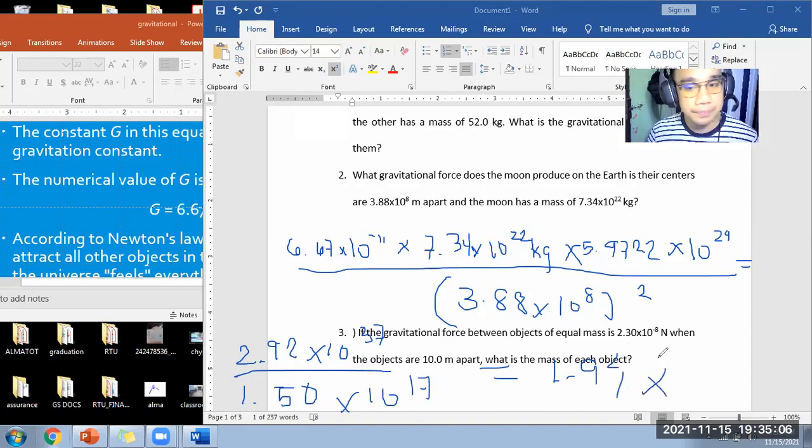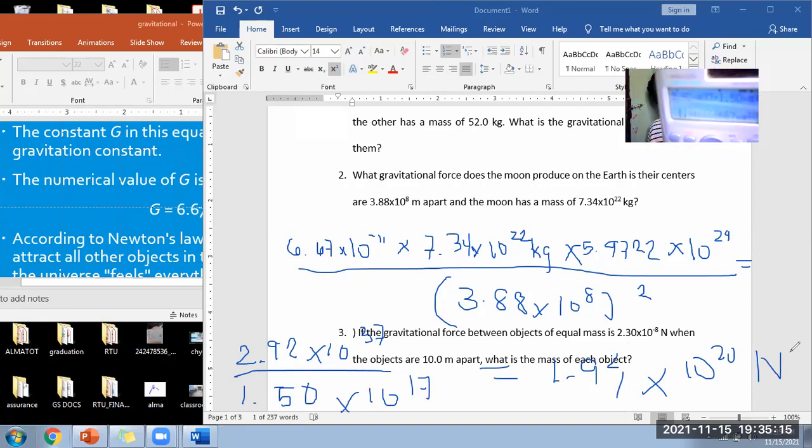times 10 to the 20 Newton. So this will be the final answer. Yan. 1.94 o 1.95, sabihin na natin, 1.95 times 10 to the 20.